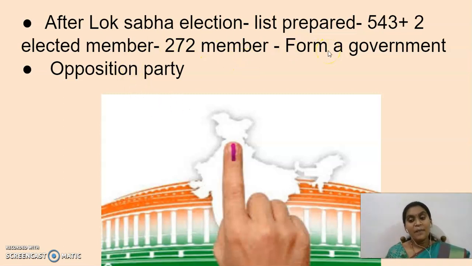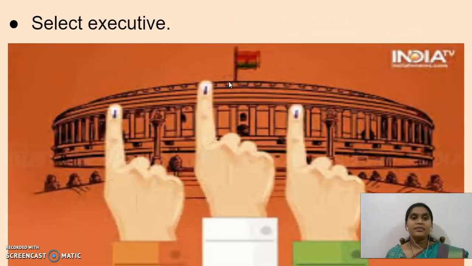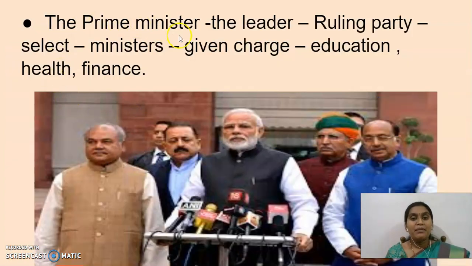The formation of a government. See, select executive. This you people have studied in your first chapter. The selection of the executive, they will be working for the government and for the betterment of the society. The Prime Minister, the leader of the ruling party, selects ministers and gives them charge of education, health and finance. These are all key points you have to remember, children.